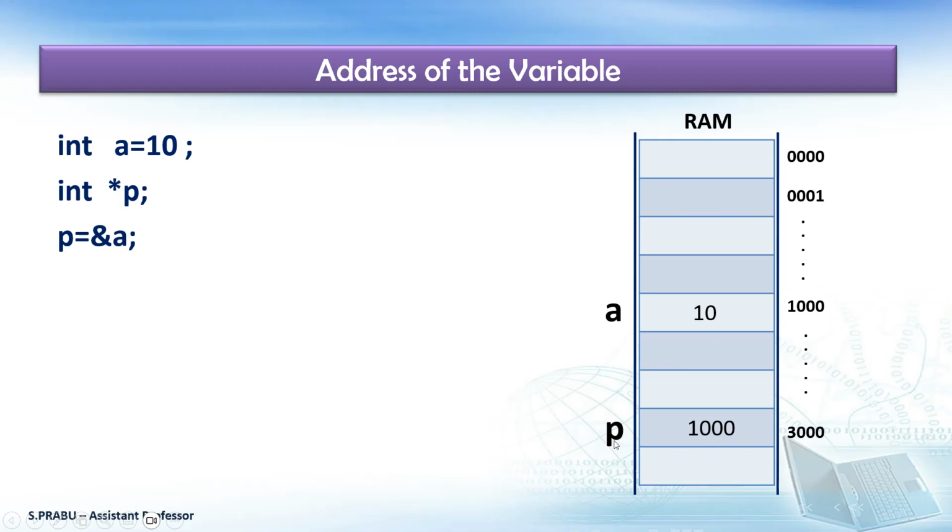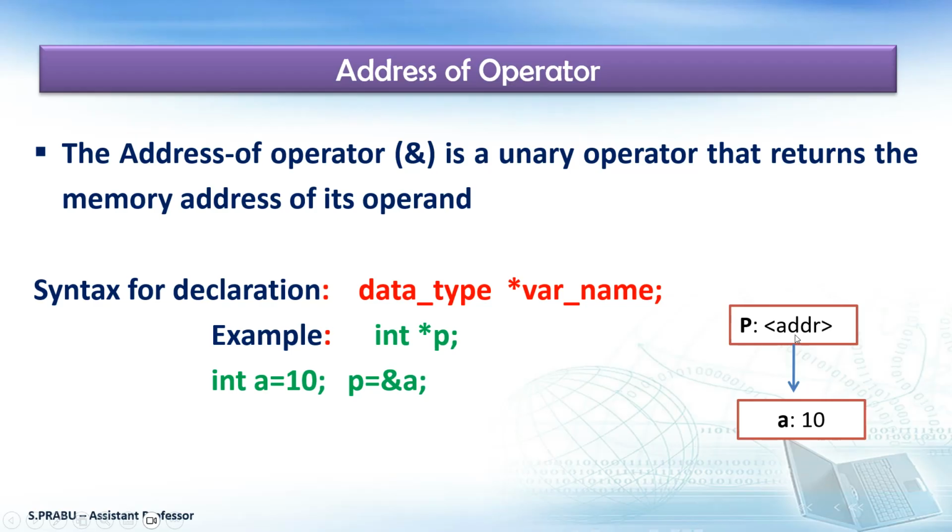So this variable can hold the address of another variable, and that is called a pointer. The meaning of pointer is that it points to a particular address. So we can indicate the pointer like this. This pointer points to the particular variable.